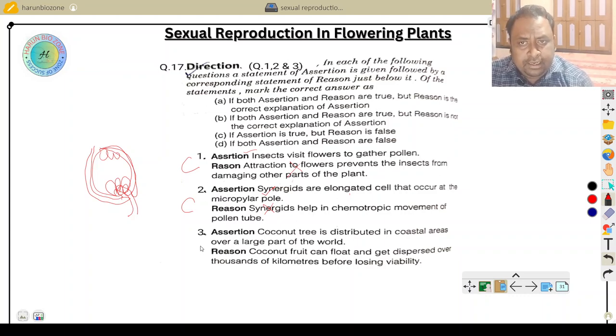So here the answer is, no sorry, here A is the answer. Assertion: coconut tree is distributed in coastal areas. Why coastal areas? Because the fruits are dispersed through water and germinate in the coastal area. So here both assertion and reason are correct, and the reason is the correct explanation of the assertion. Okay, next question.